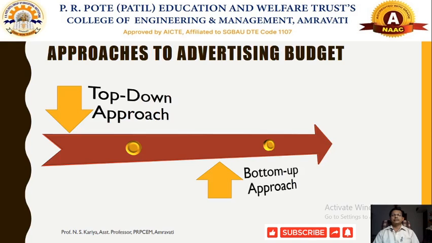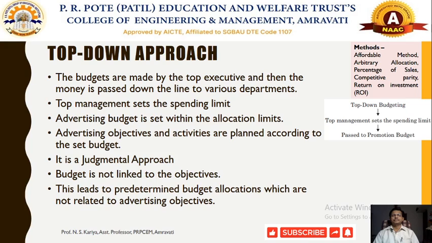Approaches to advertising budget. Generally we are using two forms of approaches for advertising budget. The first one is called the top down approach, and the second one is called the bottom up approach. Both approaches are applicable in the industry, but that depends on how effectively the organization uses them. So let us see these approaches one by one.